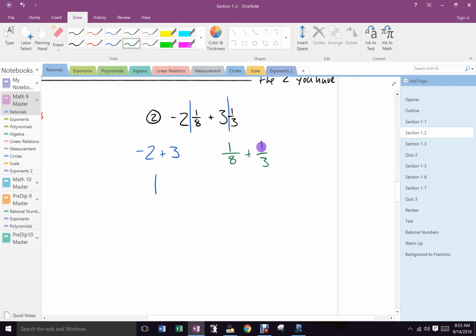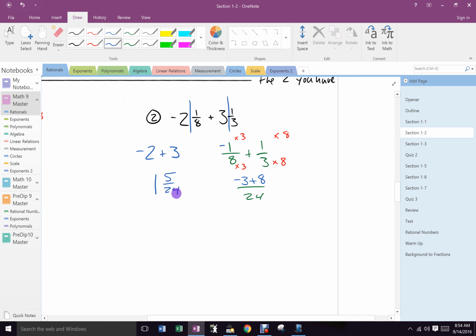Now see how the numbers are way smaller? And it's easier to deal with smaller numbers, isn't it? Our common denominator is still 24. This is still times 3. So this is times 3. This was negative, remember? So this is negative 3 plus, this was times 8. So this is times 8. Negative 1, negative 3 plus 8. That's way easier to do, isn't it? What's negative 3 plus 8? 5. 5 24ths.